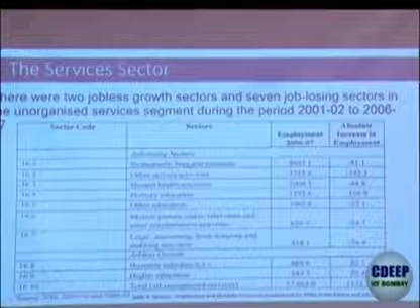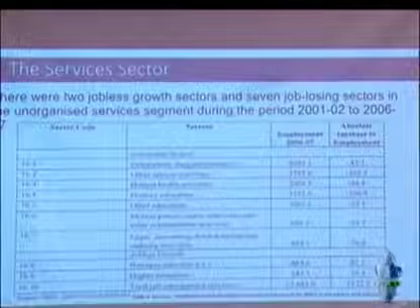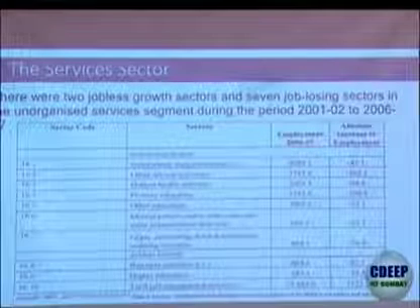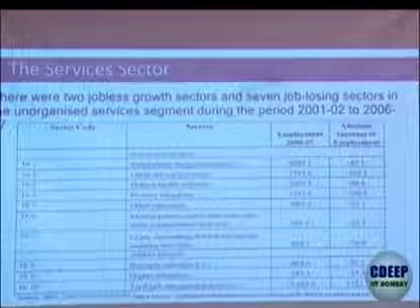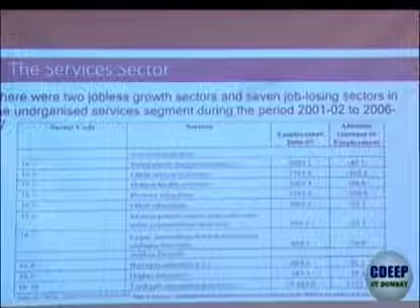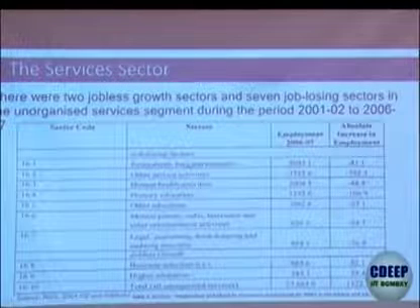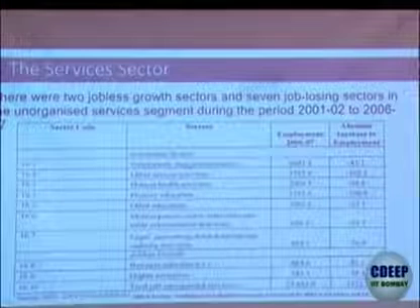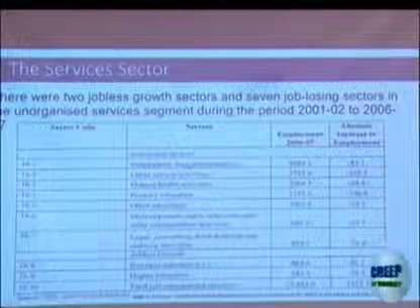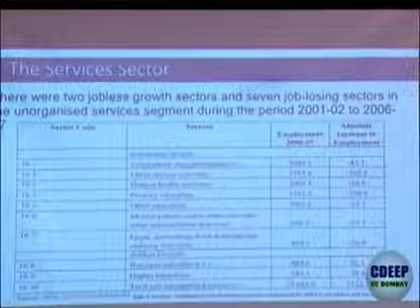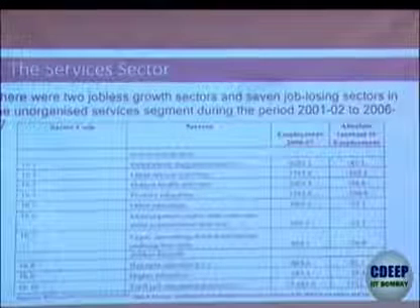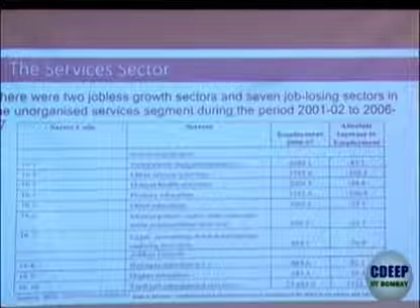You can see there were two groups: jobless and job-losing. Jobless means the number of jobs is not increasing or improving, and job-losing sectors are those where jobs are actually decreasing. The job-losing sectors, you can see the figures as well, are restaurants and canteens, other services, other education, legal, accounting, bookkeeping and so on. In those cases, the absolute increase in employment has reduced until now.